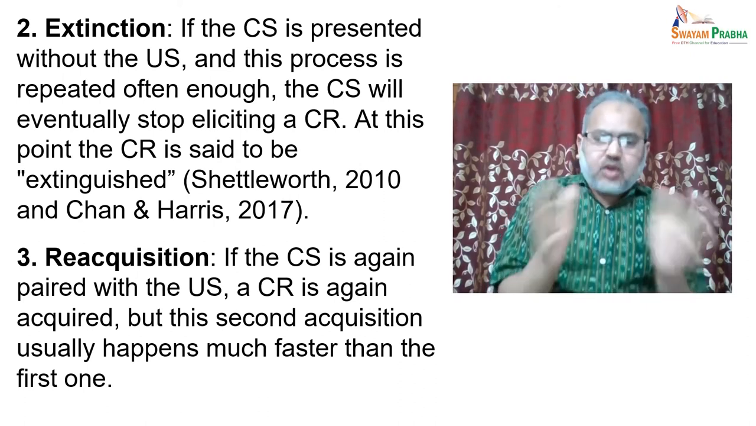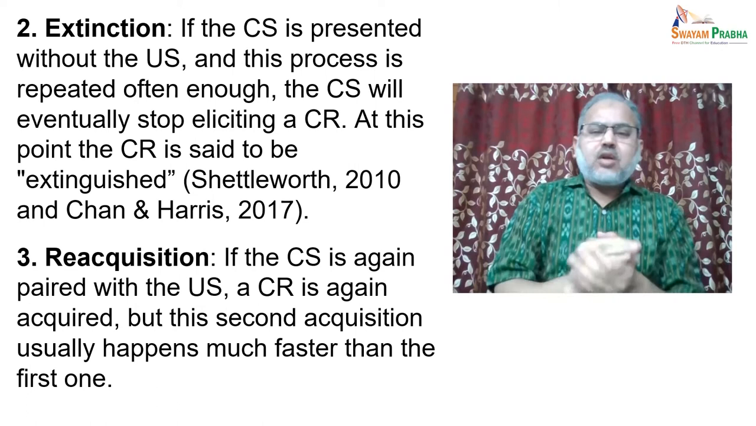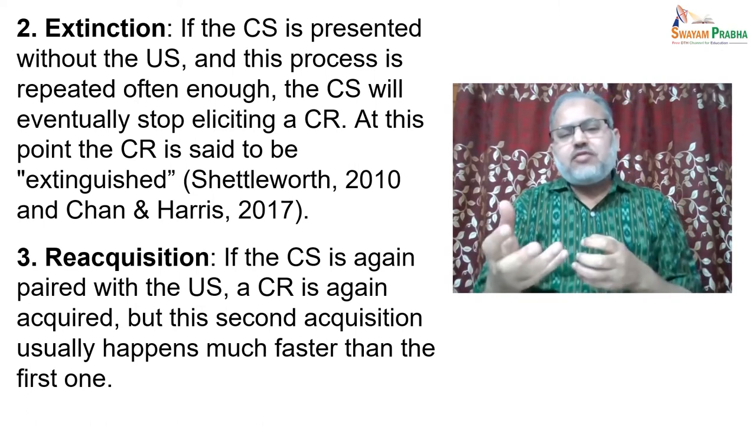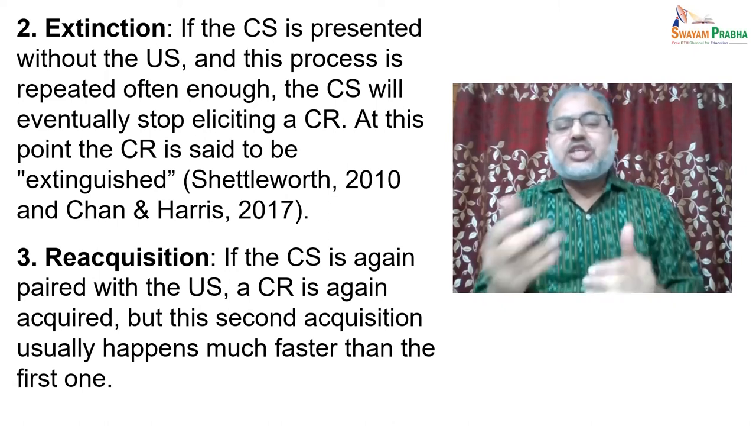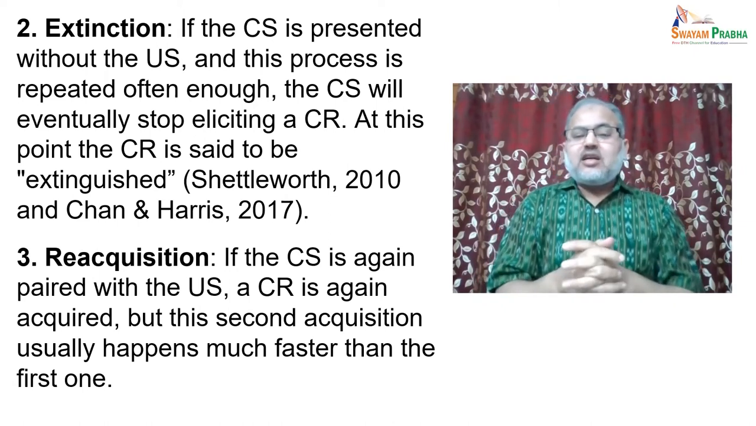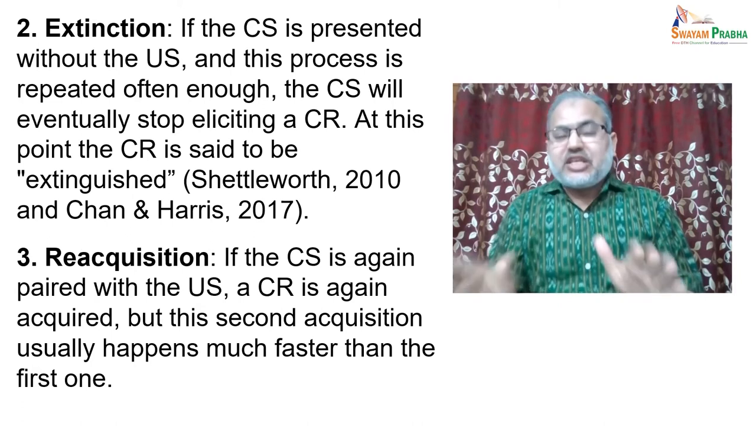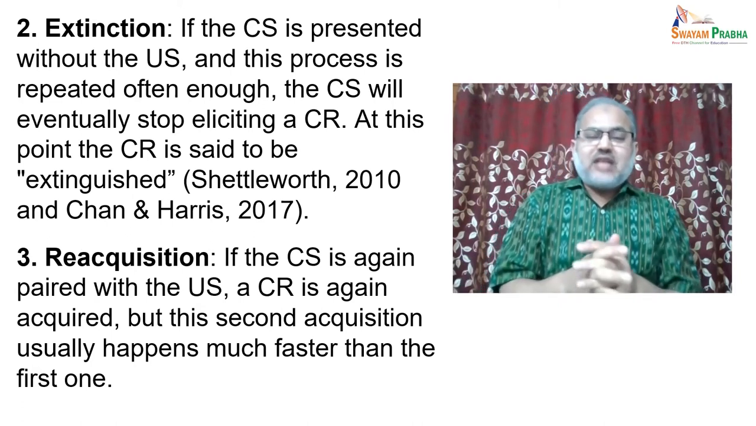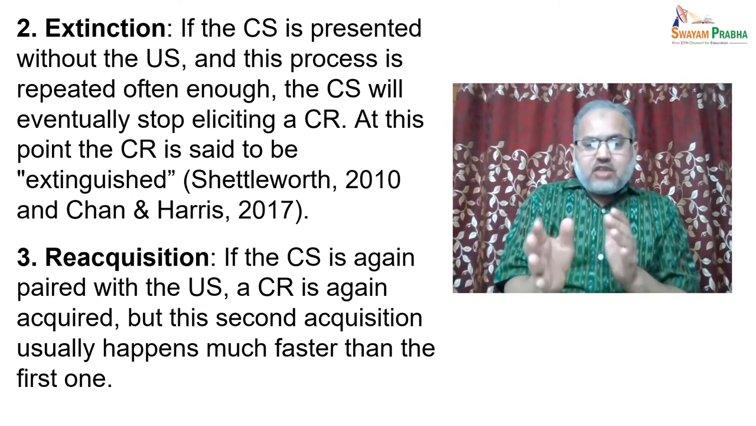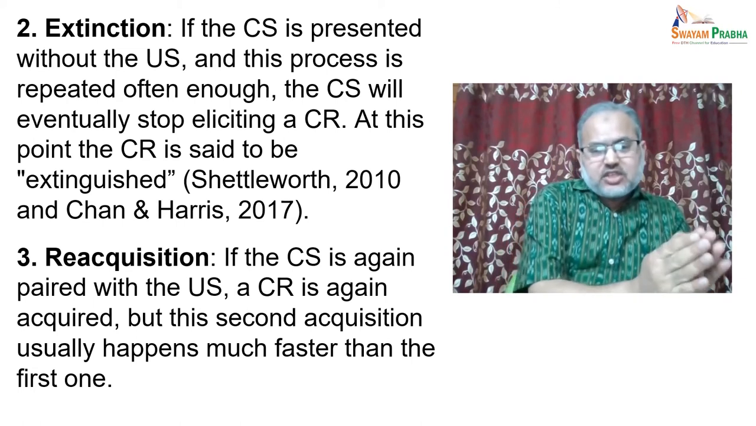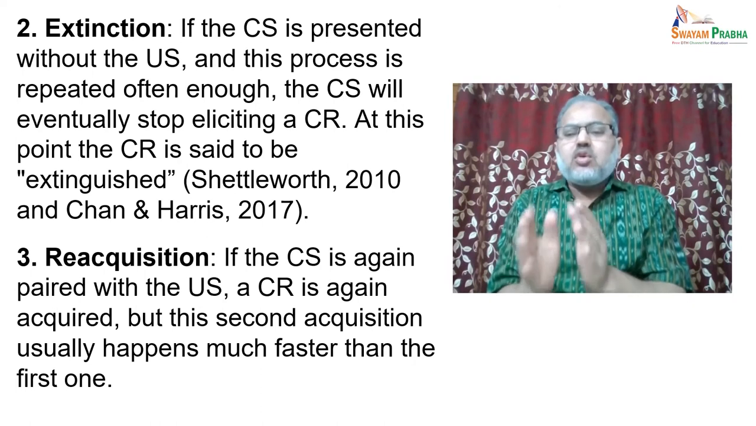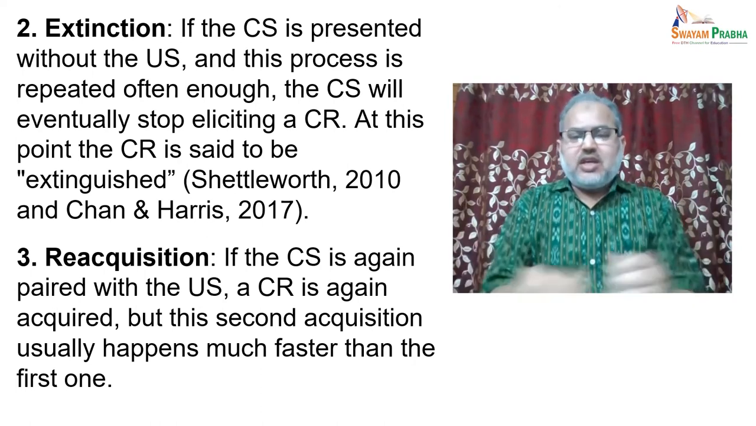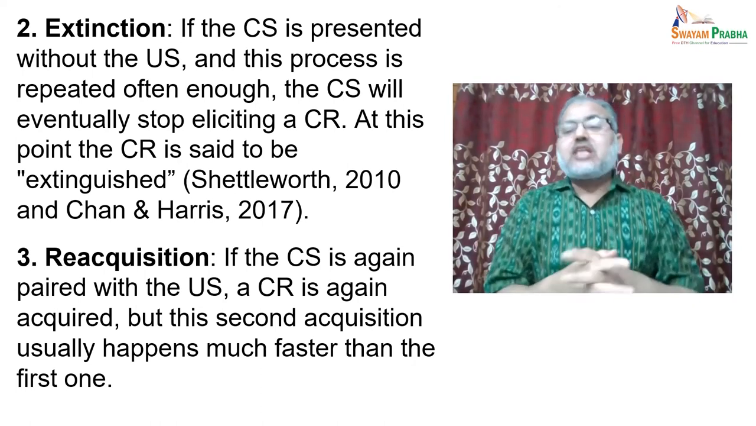So this process of forgetting, or this process of elimination of the conditioned stimulus and conditioned response relationship, is called extinction. At this point, the conditioned response is said to be extinguished. It means that the relationship or the bond which was formed between the neutral stimulus and the unconditioned response is now broken down. It is vanished. It is finished. And this process is called extinction.